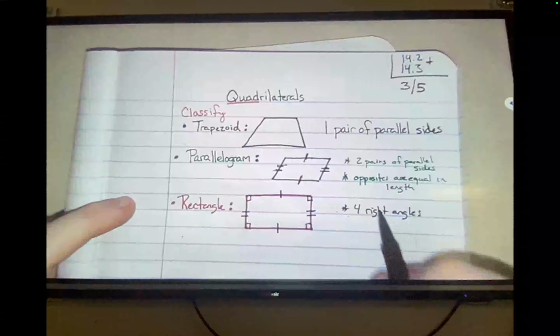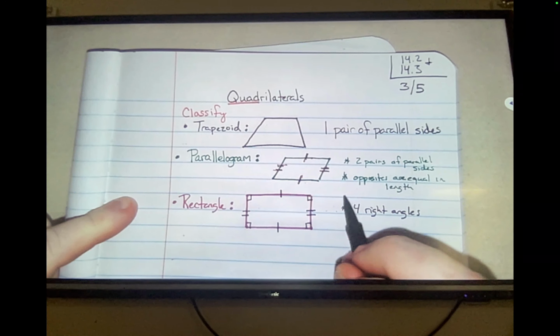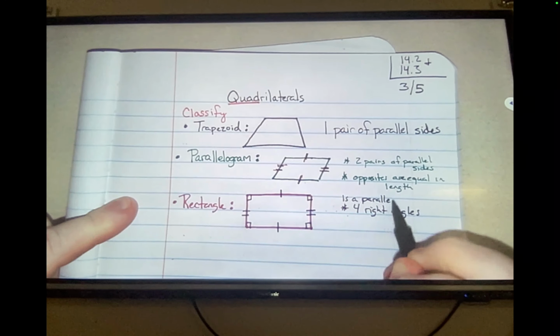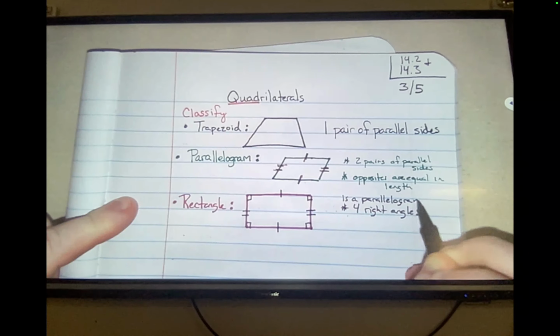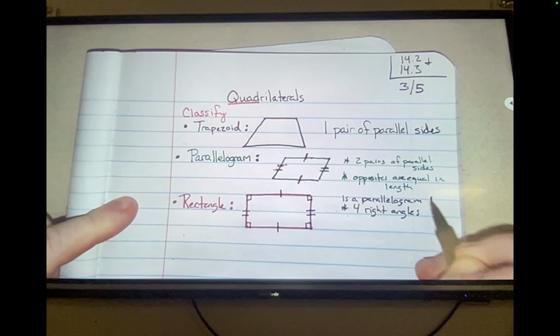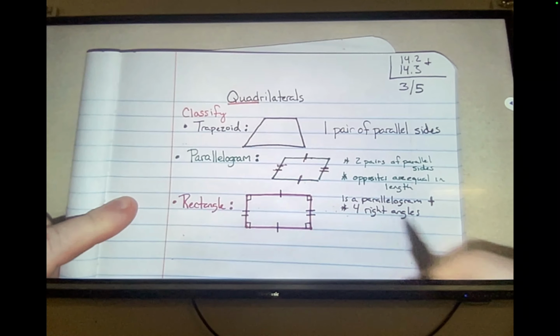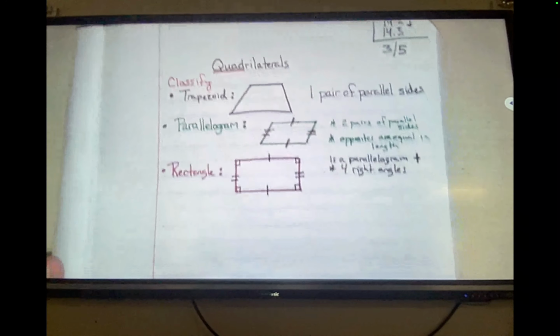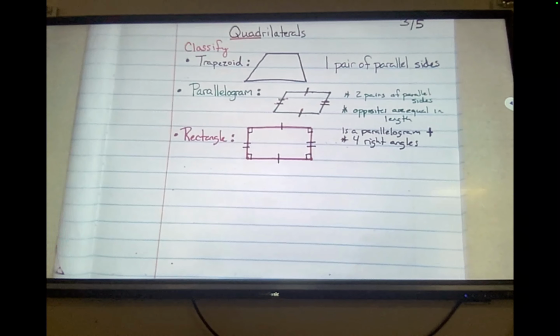So we can say it is a parallelogram, I'm going to add this, is a parallelogram plus, it has 4 right angles. So everything said about the parallelogram plus the 4 right angles, which we talked about right angles with the triangles. Then we get into our next one, which is probably my favorite one to say.